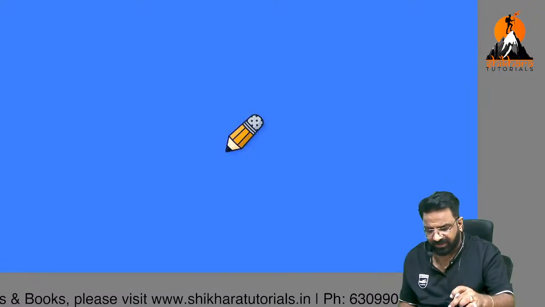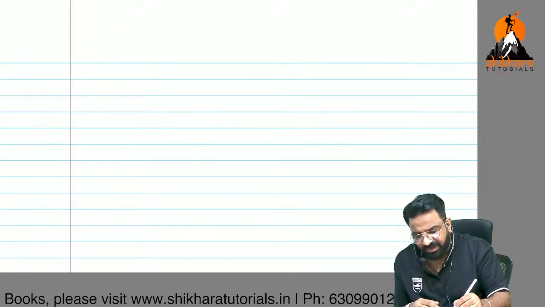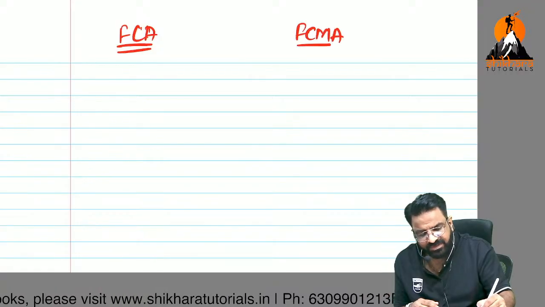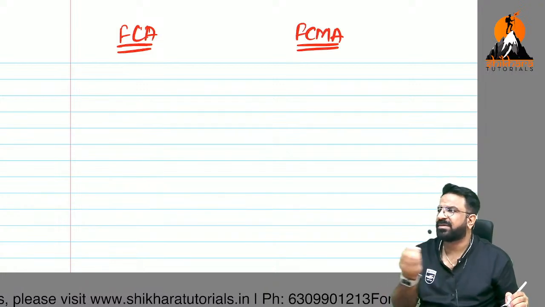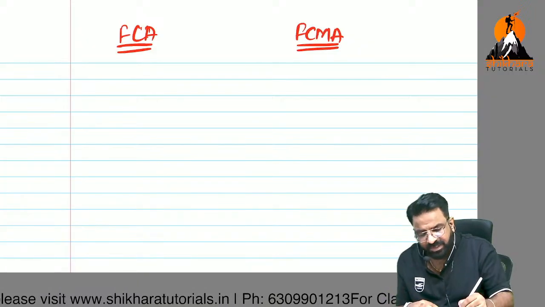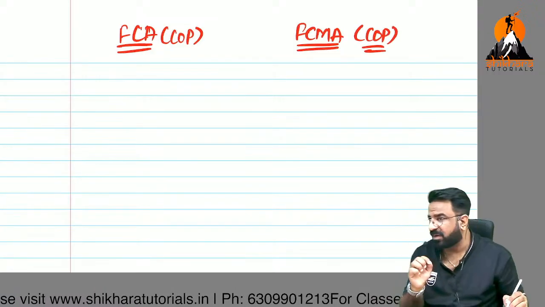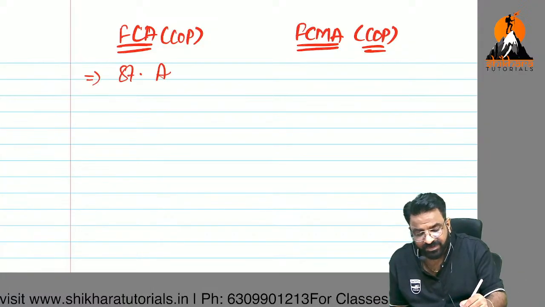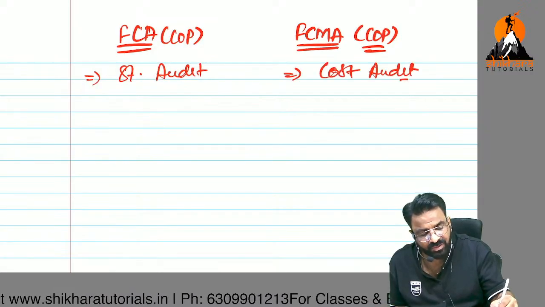Now let me ask you a very simple thing. Please give me the answer if you know it; otherwise, it's okay. What is the difference between FCA and FCMA? One is a practicing chartered accountant and one is a practicing cost accountant. I'm taking an example of fellow; or ACA also you can. He's also a COP holder. Now try to understand what I'm trying to convey. One practicing CA does which audit? Statutory audit. And he does cost audit as well.